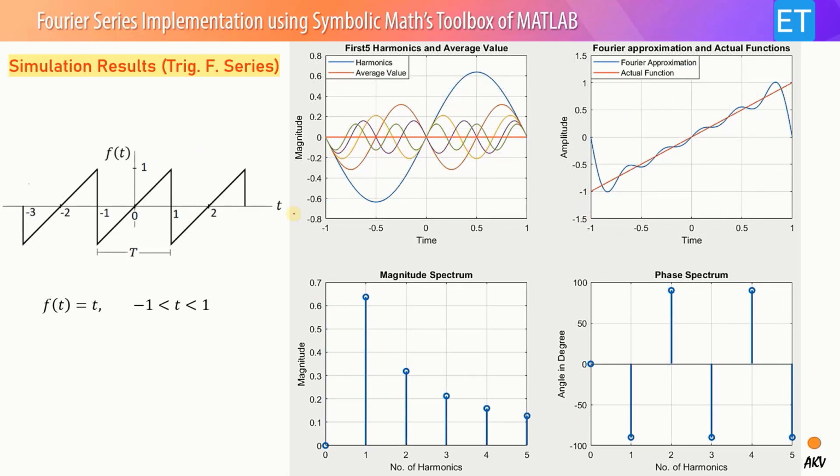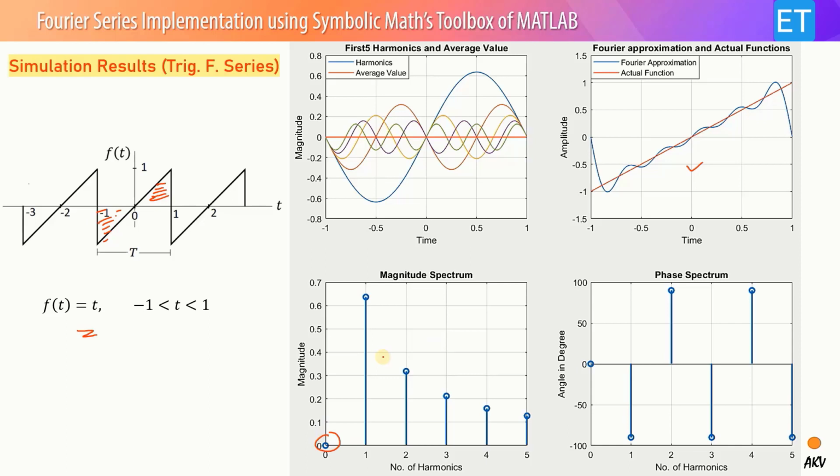And this is another example, your function f(t), which is t from -1 to +1, and these are all harmonics, and this is the approximation function, the blue one. You can see it's matching with your original function t, and this is the magnitude spectrum, and this is the phase spectrum. Here you can see that the average value is 0. Obviously it will be 0 because this positive area is equal to this negative area. Okay, it's a symmetric, odd symmetric wave. So that's why you're getting this average value 0.